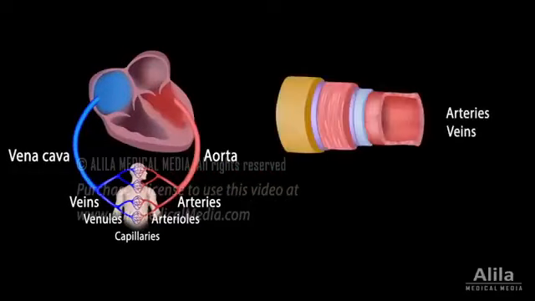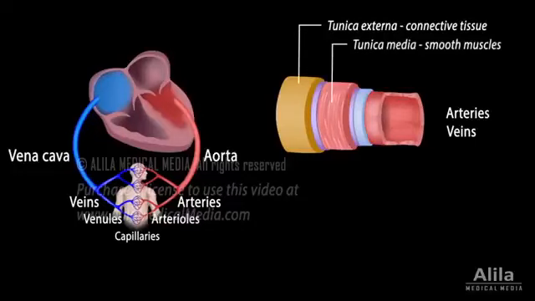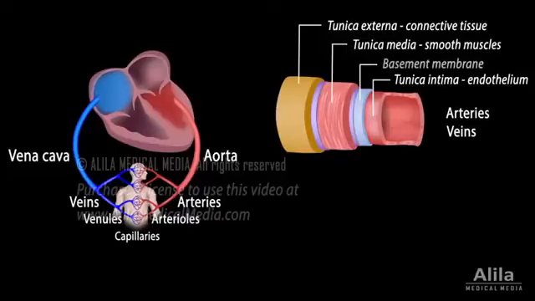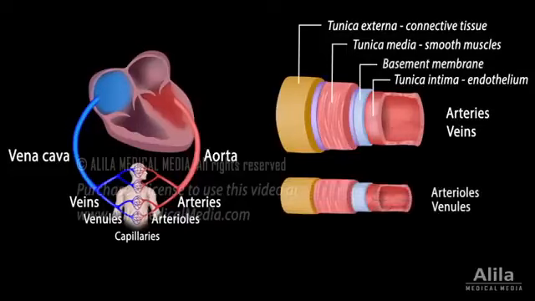Their walls consist of 3 layers. An outer layer of loose connective tissue serves to anchor the vessels to the surroundings. A middle layer of mostly smooth muscles allows the vessels to constrict or dilate, regulating blood flow. And an inner layer consisting of thin squamous endothelium, separated from outer layers by a basement membrane. In general, larger vessels have more connective tissue and smooth muscle.